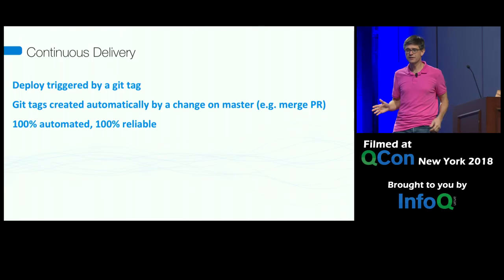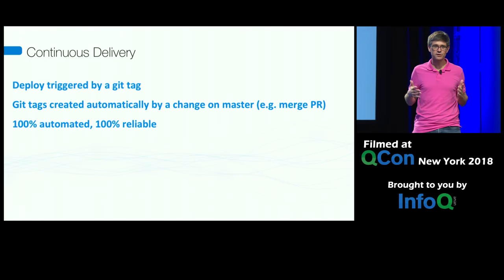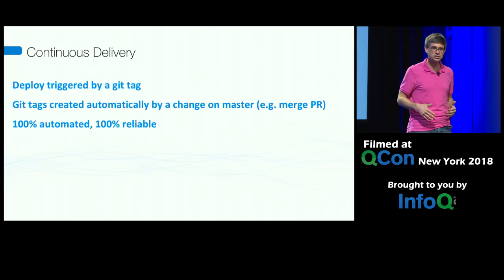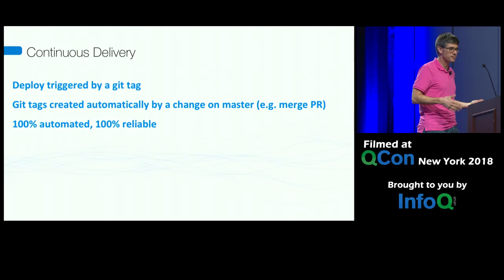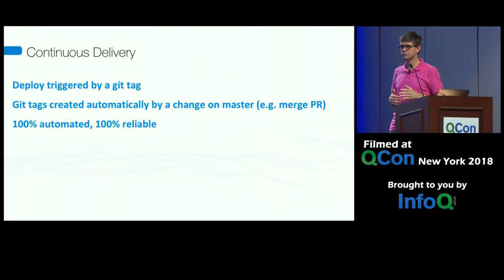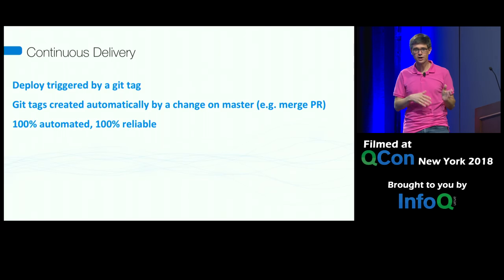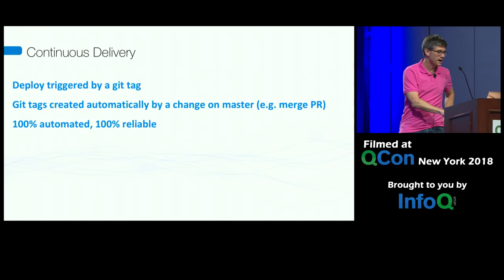Continuous delivery means a ton of things. What we mean is that a deploy is triggered by a Git tag. We like Git, we use Git. To deploy, you create a tag, and then the tag gets deployed. And then in addition, the continuous part is we automatically create tags whenever there's a change on master. That actually triggers a system to automatically create a tag, and the tag automatically does a bunch of stuff like go create a Docker image, go set the desired state.